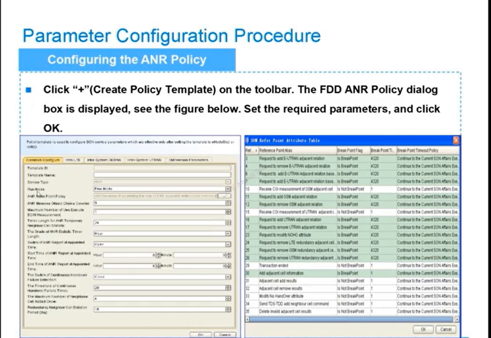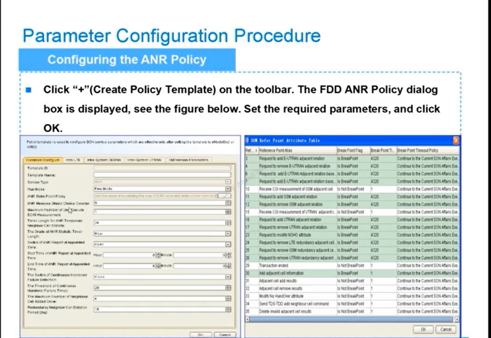If we set it to controlled mode, we should configure the ANR reference point policy. That is, we have many different reference points. The different policies and reference points will report the monitoring. And if there is a breakpoint, the breakpoint timeout length and the breakpoint timeout policy setting will be based on the controlled mode.